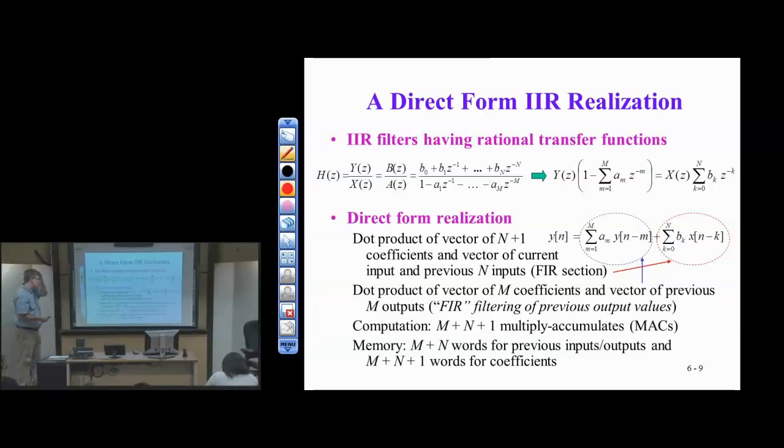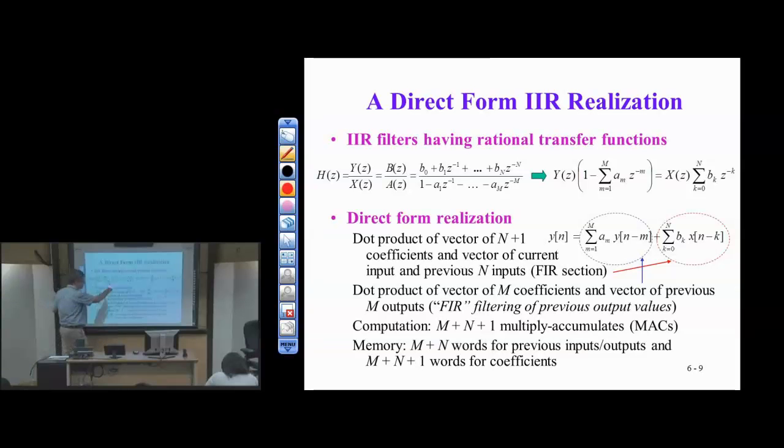Okay, so this is the direct form, which works pretty well for low order filters and has numerical issues for the reasons I described earlier for higher order filters. All right, so this is a direct form IIR realization. IIR filters have a rational transfer function, that is to say it's a ratio of 2 polynomials in this case, non-negative powers of z.